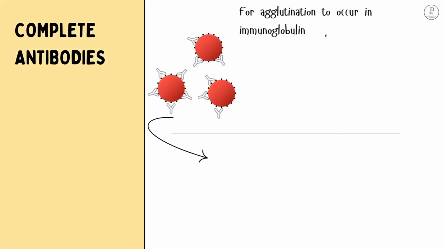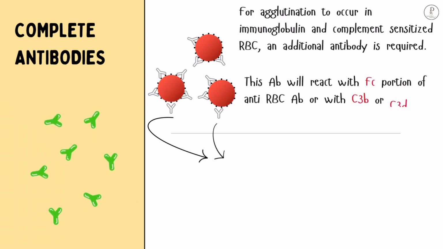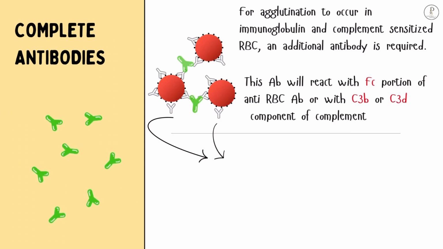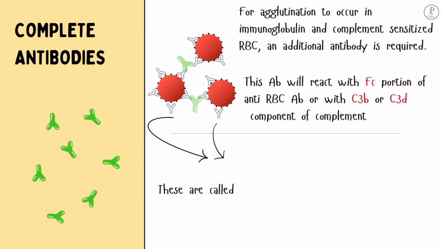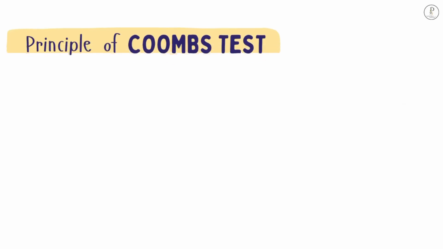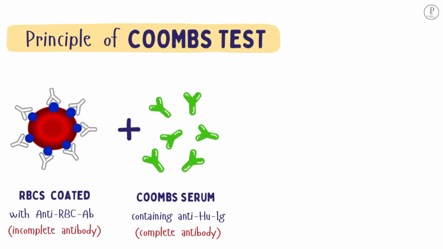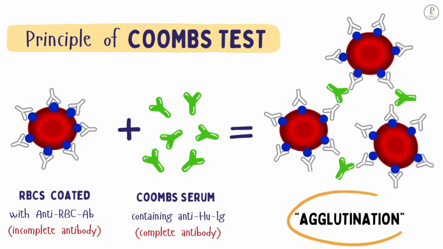Complete antibody. For agglutination to occur in immunoglobulin and complement sensitized RBCs, an additional antibody is required, which will react with Fc portion of anti-RBC antibody or with C3b or C3d component of complement. These are called complete antibodies. These antibodies bridge between incomplete antibodies bound to RBC, causing agglutination. Principle of COOMBS test. When COOMBS reagent containing anti-HuIg, which is a complete antibody, is added to RBCs coated with anti-RBC antibodies, which is incomplete antibody, there occurs agglutination.